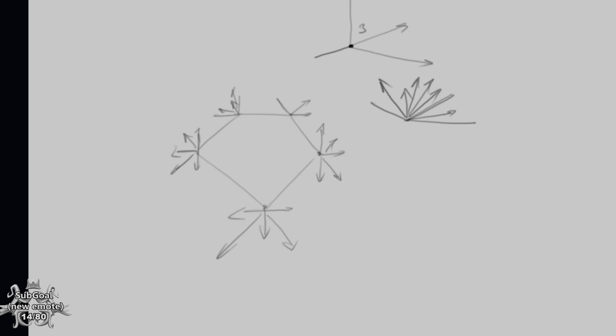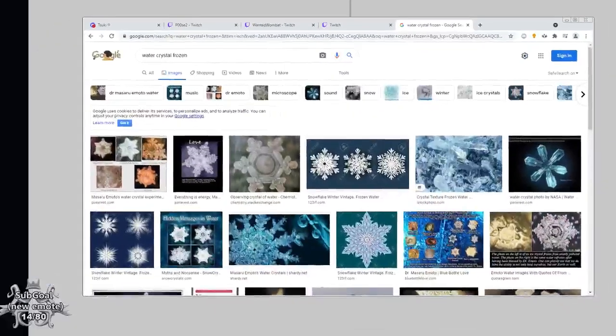Let me pull this up real quick. Let's see if this works. Please don't show me Disney bullshit. Okay, this works. This one.